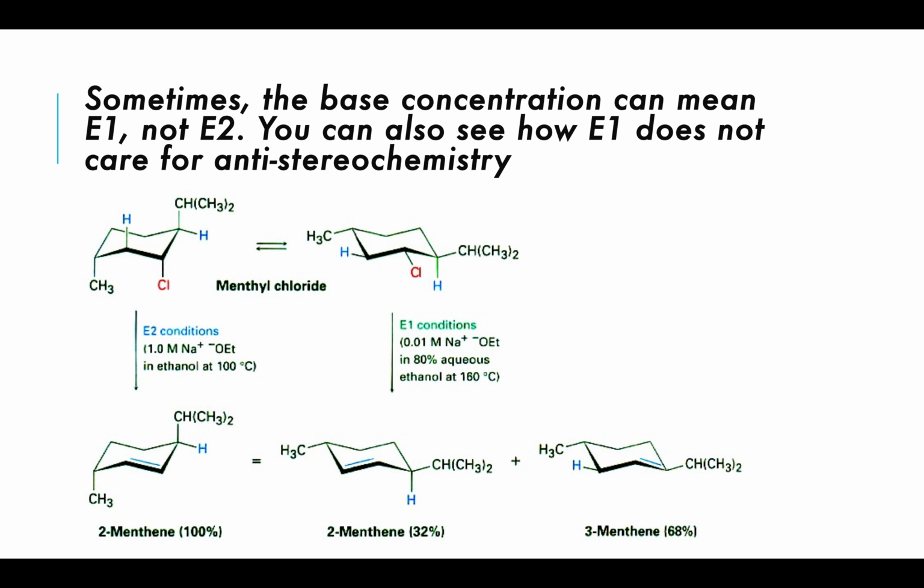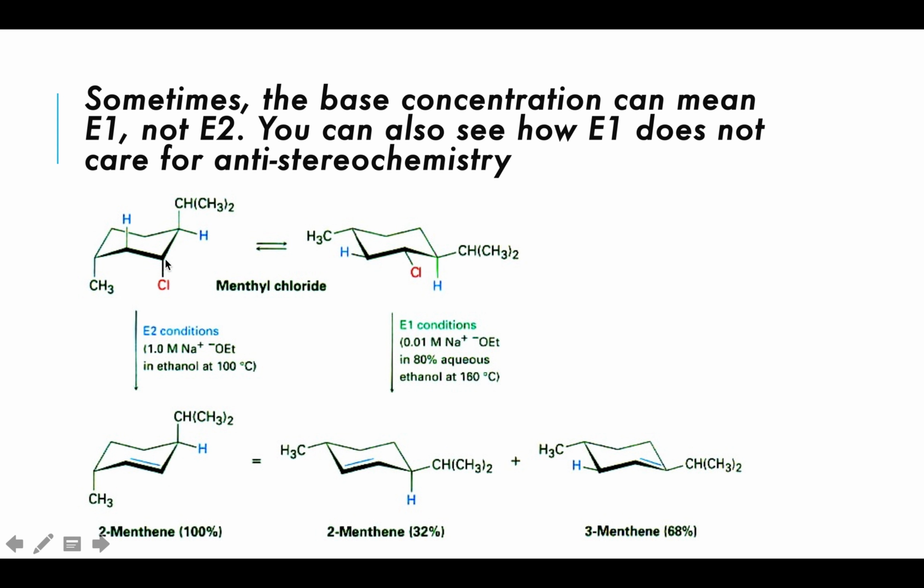We use a very dilute amount of base. So this is 1 molar, this is 0.01 molar. So it's a very dilute amount of strong base. And our solvent is polar protic, meaning we favor forming a solvent cage around our carbocation. And again, we use a lot of heat. Then we form our E1 products.